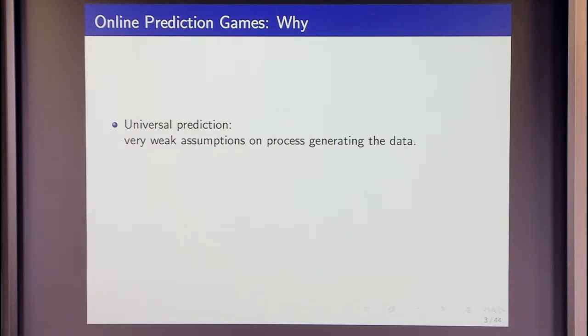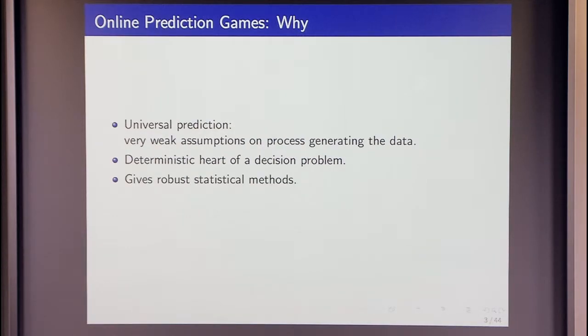These universal prediction problems are completely deterministic, making very weak assumptions on the process generating the data. So that's one of the really appealing things about understanding prediction games, so game theoretic formulations of prediction problems. And it means that if you are in a probabilistic setting, then you can use effective methods for these problems to successfully solve probabilistic problems. So you're kind of getting at the deterministic heart of a decision problem, and in many cases, they're closely related to standard statistical methods, and you can view the positive results in this setting as strong robustness properties of those methods.